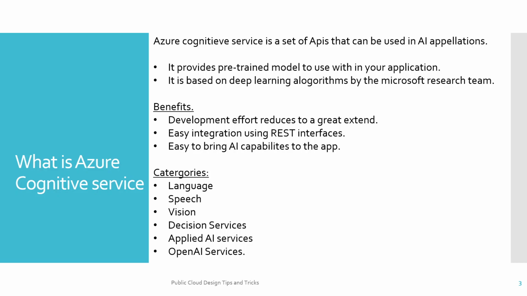Now, what are the benefits? The development effort reduces to a great extent by using this, easy integration using REST interfaces, and it is easy to bring AI capabilities to the app. So these are the benefits. And what categories are there? Language, speech, vision, decision services, applied AI services, and open AI services. So these are the categories.